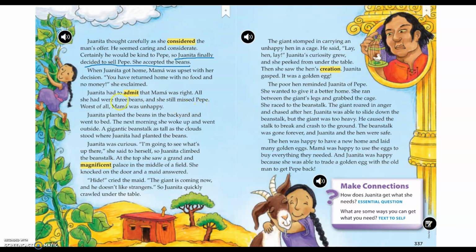So now I'm seeing that Juanita's starting to feel bad. She misses Pepe, and she knows that her Mama was right. You're going to read the rest of the story on your own and identify Juanita's actions.